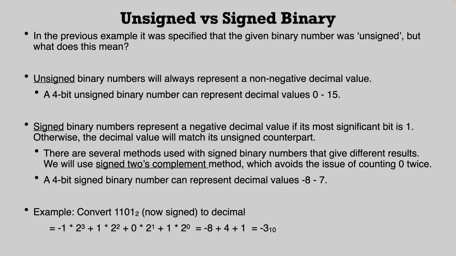So now we're going to convert the 1101 binary number to decimal again, but this time we're going to assume that it's signed. So in the calculation, you see that the most significant bit is going to be negative, and that's going to lead to it now being -3 in decimal instead of 13.